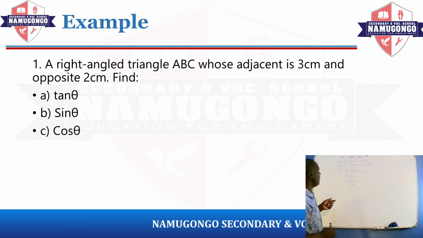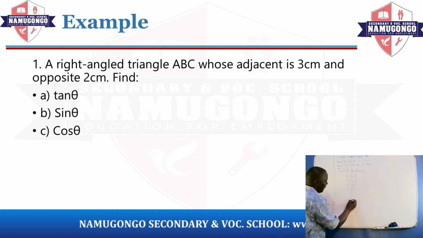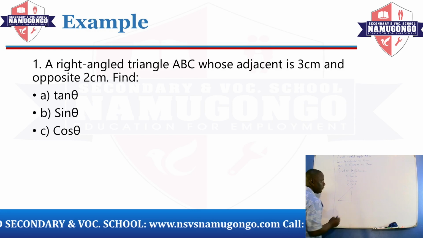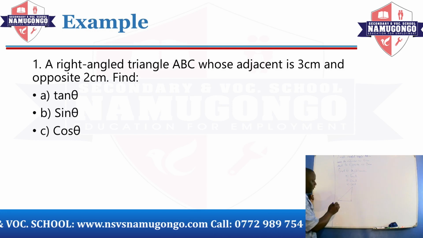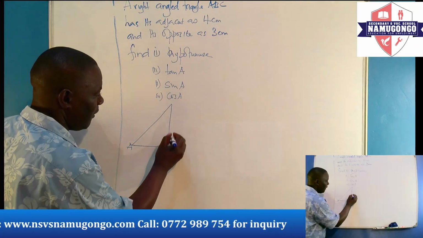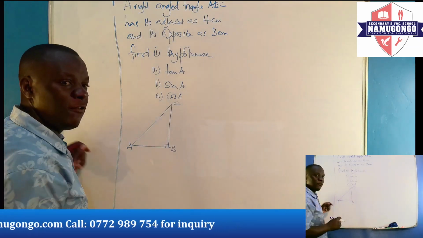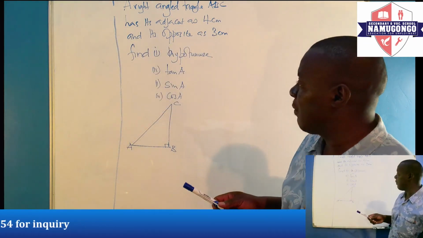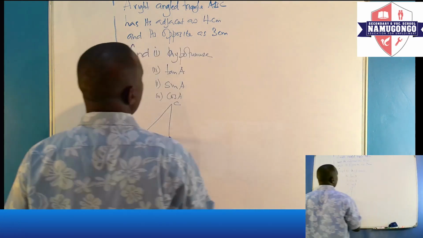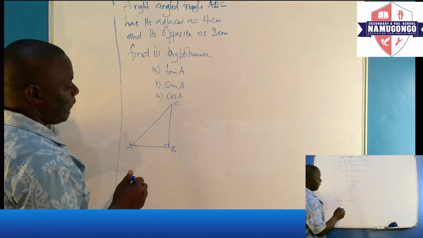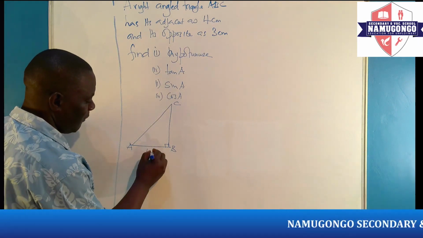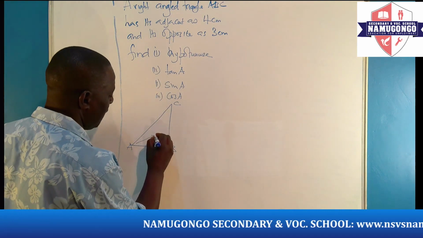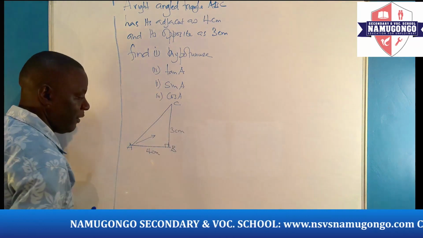So the triangle is given. This is our right angled triangle where we are going to pick the information given in the question. This is A, this is B, and this is C. It is right angled at B. It has its adjacent as 4 centimeters. This is my adjacent, 4 centimeters. The opposite is this one here, because this is angle A. The opposite is 3 centimeters.